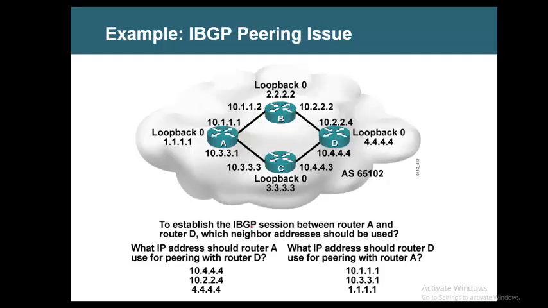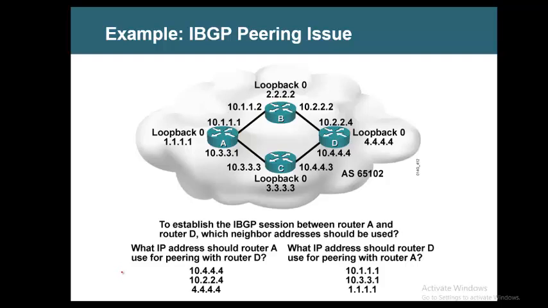The advantage is, if any one of these paths is available, the neighborship will continue and will not break. But when I use a physical interface address, for example, on router A I say neighbor is 10.2.2.4, if this link goes down, the neighborship breaks. But when I have a loopback interface, even if this link goes down, no problem, the loopback can be reached via this other way. So the neighborship continues.